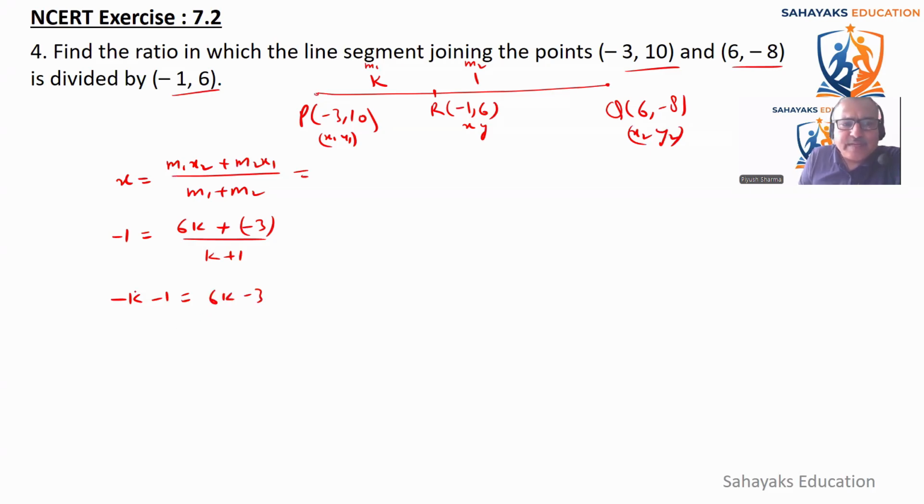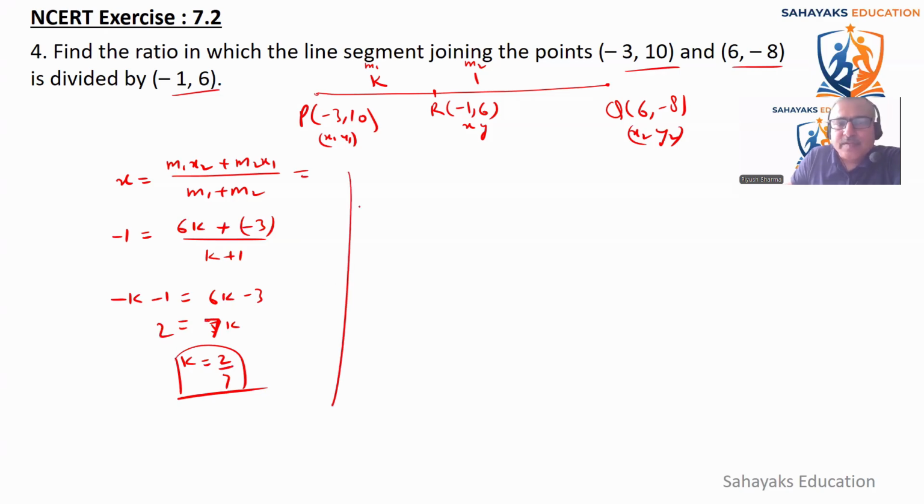And if I take K to the other side, it becomes 7K actually. 7K is equal to, if I move it this side, it becomes 2, minus 1 is 2. So the value of K comes out to be 2 by 7. K is 2 by 7. So the ratio is K is to 1. What does it mean? It is 2 by 7 is to 1. So if I multiply both the sides by 7, it comes out to be 2 is to 7. So the ratio is 2 is to 7. This is the ratio. Okay. Find the ratio. So the ratio is 2 is to 7.